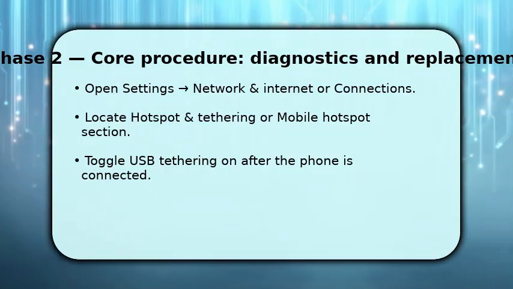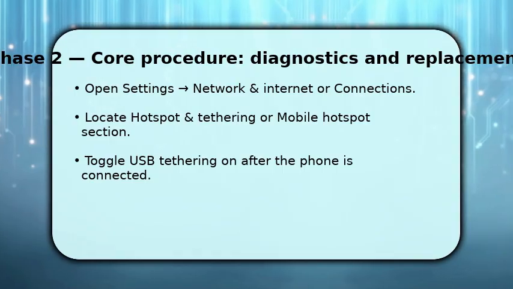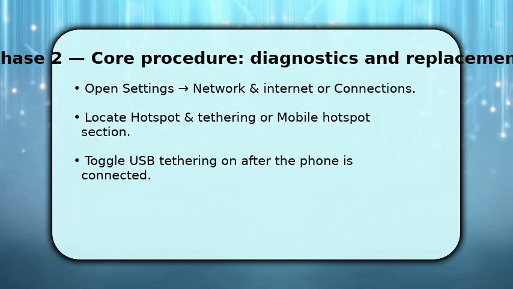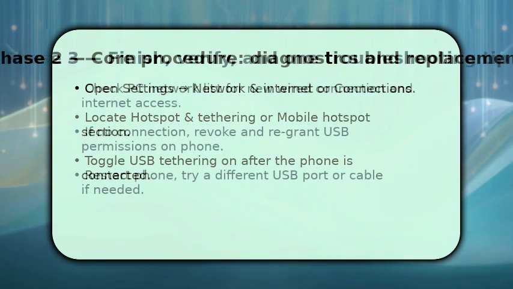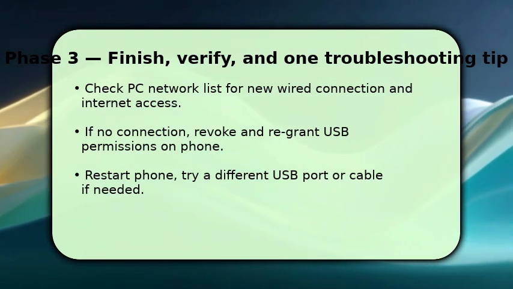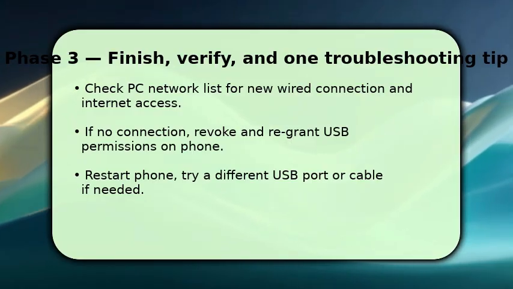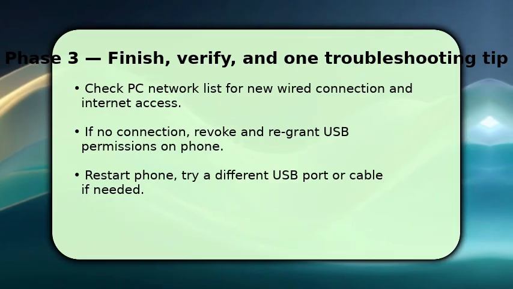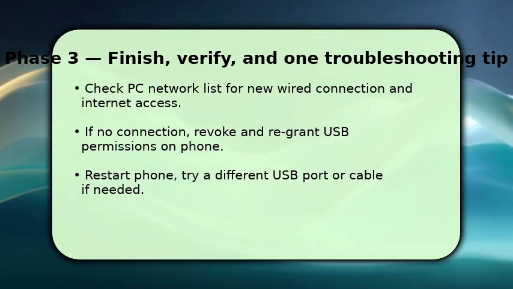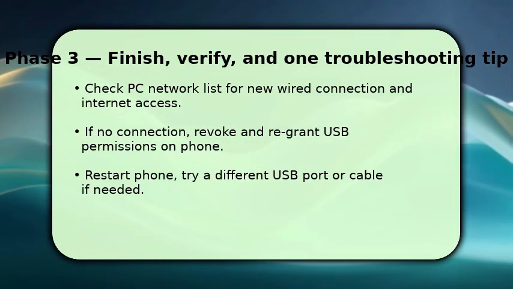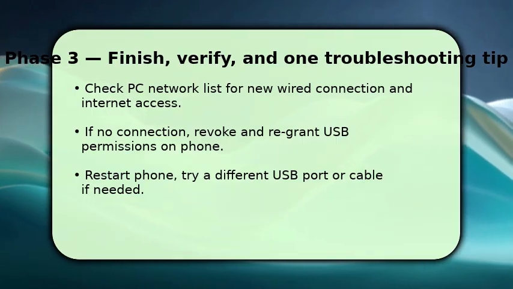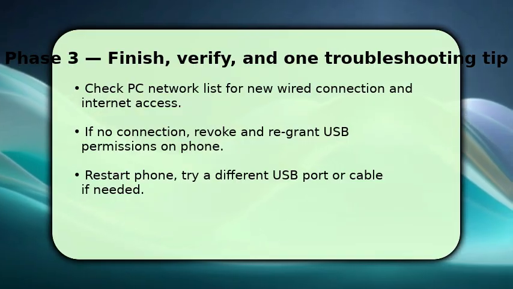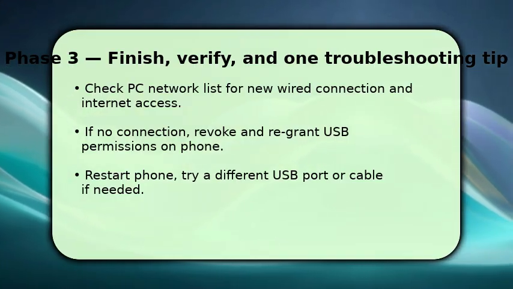On the PC, wait for the new network adapter to appear and obtain an IP address automatically. You finish by verifying internet access on the computer. Open a browser or ping a site to confirm. If it fails, disconnect and revoke USB access on the phone, then reconnect and accept prompts. This resets the handshake. If problems persist, restart the phone and PC, try another USB port or a different cable, and check that the carrier permits tethering on your plan.